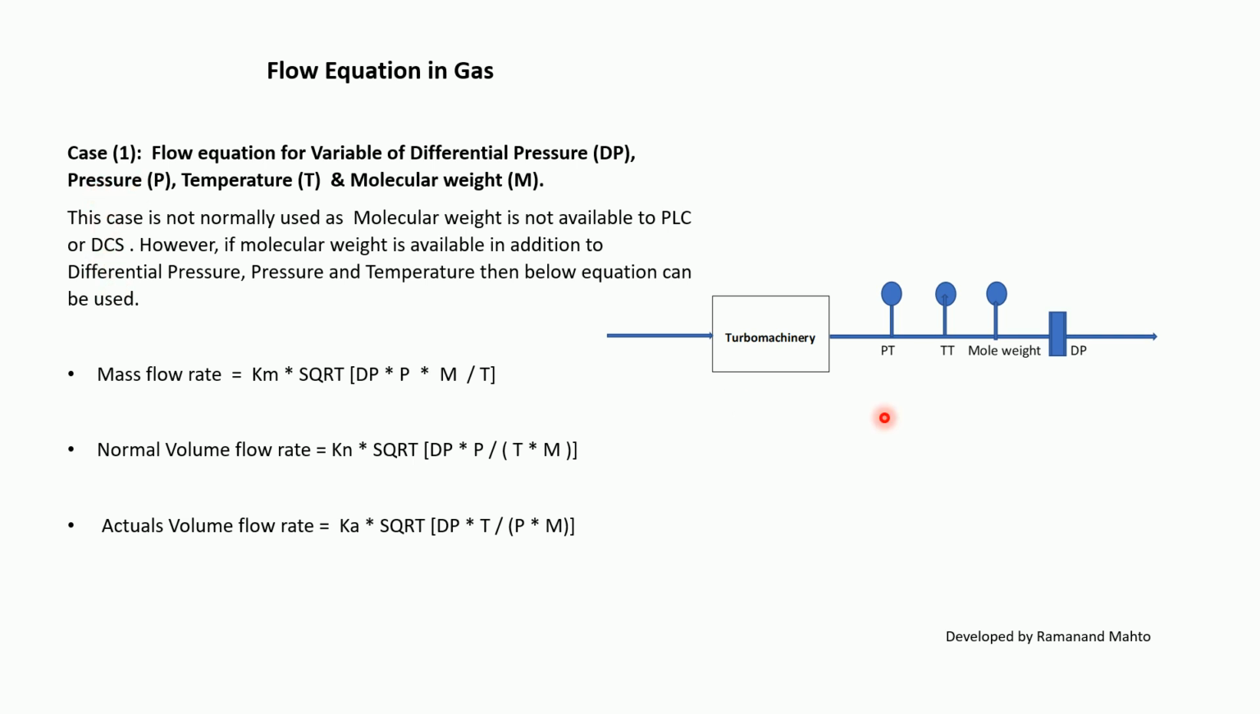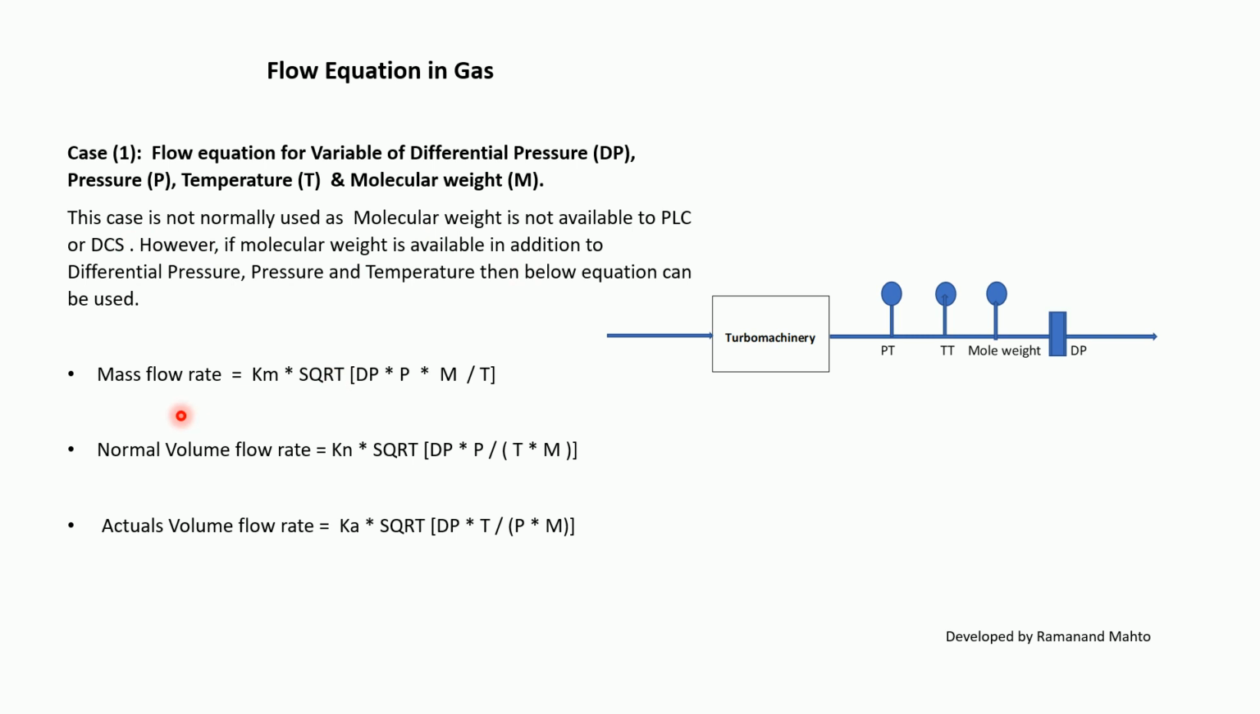Now case number 1, where pressure, temperature, mole weight and dP are there. Case number 1: flow equation for variables of differential pressure dP, pressure P, temperature T and mole weight M. This case is not normally used, as molecular weight is not available to PLC or DCS. However, if the molecular weight is available in addition to differential pressure and temperature, then the below equation can be used.